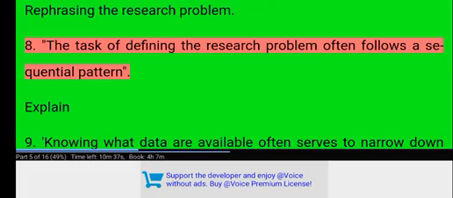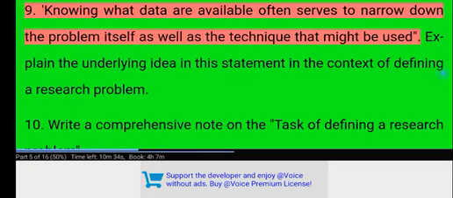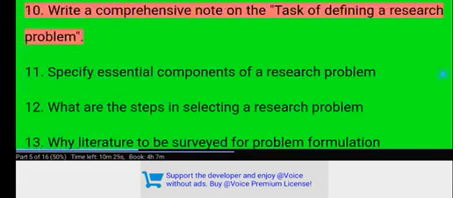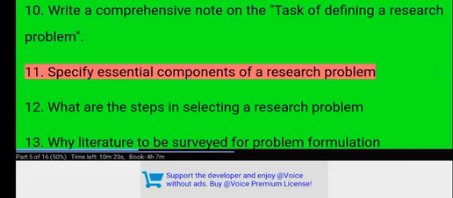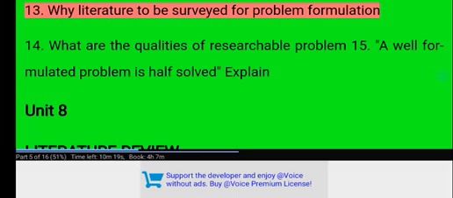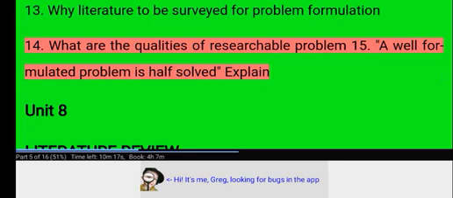8. The task of defining the research problem often follows a sequential pattern. Explain. 9. Knowing what data are available often serves to narrow down the problem itself as well as the technique that might be used. Explain the underlying idea in this statement in the context of defining a research problem. 10. Write a comprehensive note on the task of defining a research problem. 11. Specify essential components of a research problem. 12. What are the steps in selecting a research problem? 13. Why literature to be surveyed for problem formulation? 14. What are the qualities of researchable problem? 15. A well-formulated problem is half solved.